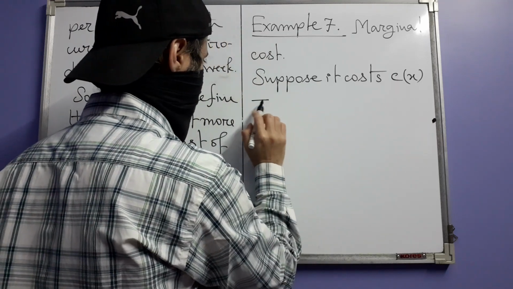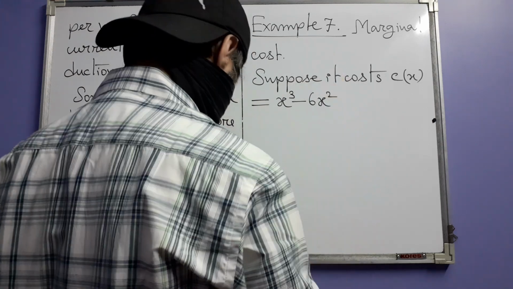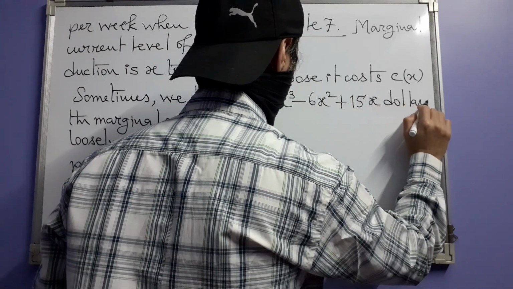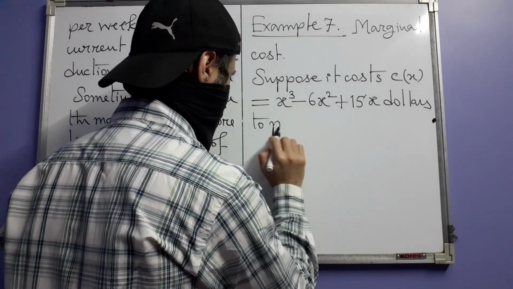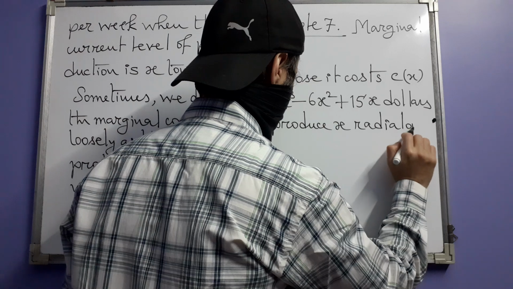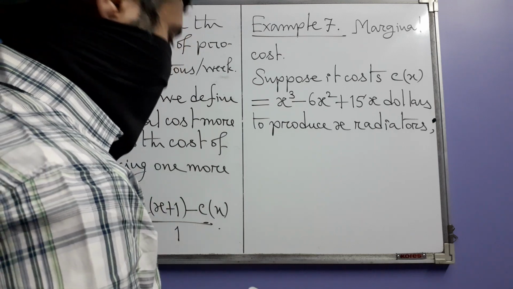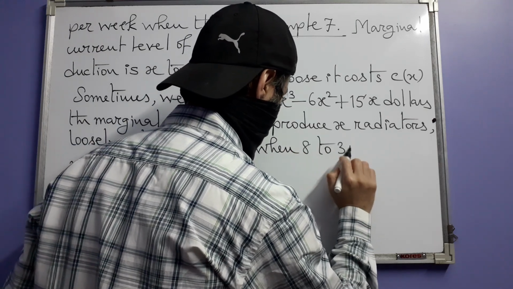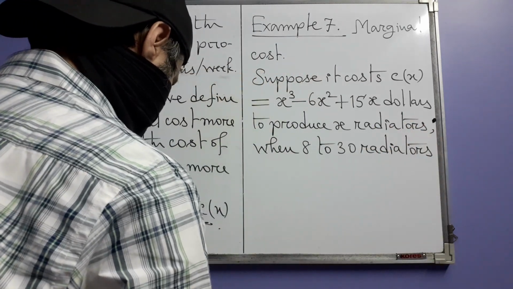Suppose it costs C of x, which is x cubed minus 6x square plus 15x dollars to produce x radiators, and where x lies between 8 and 30, when 8 to 30 radiators are produced.